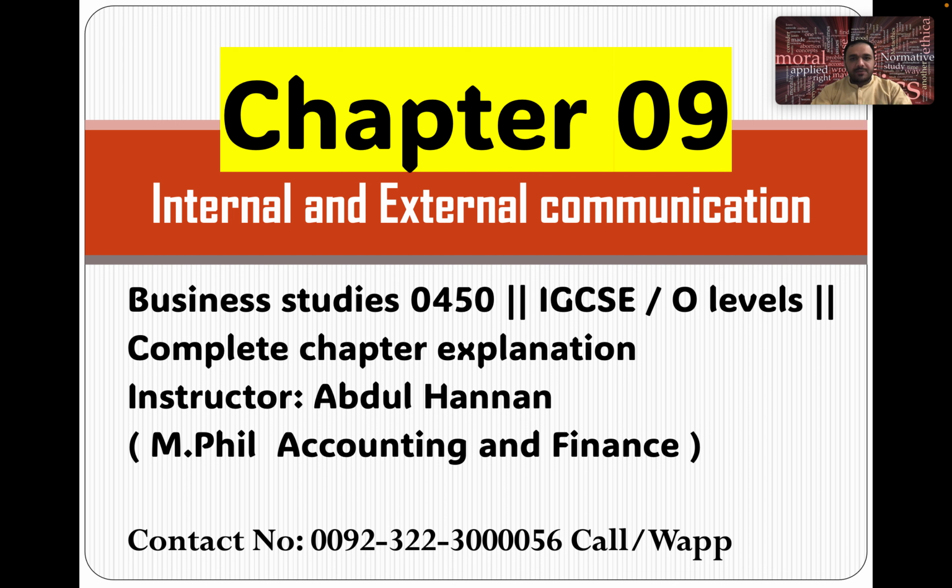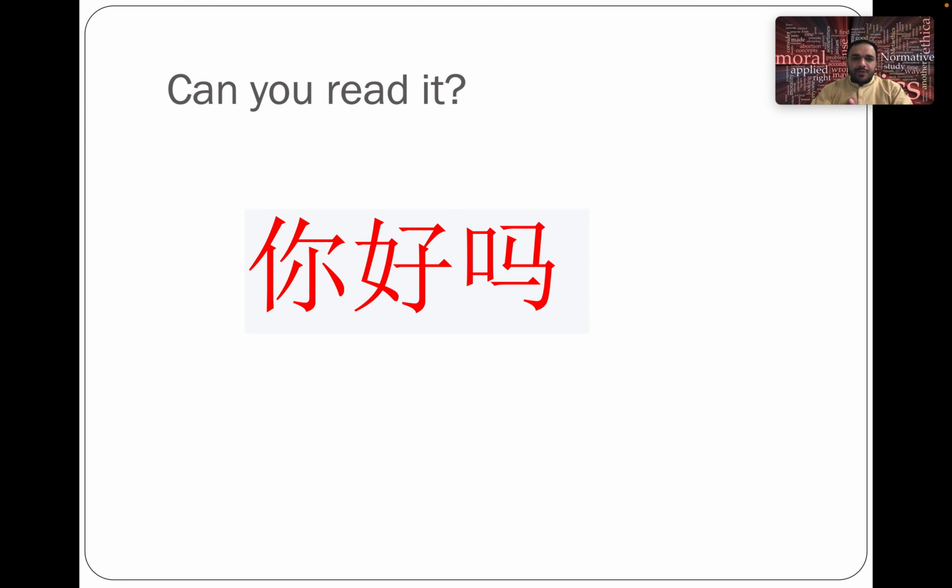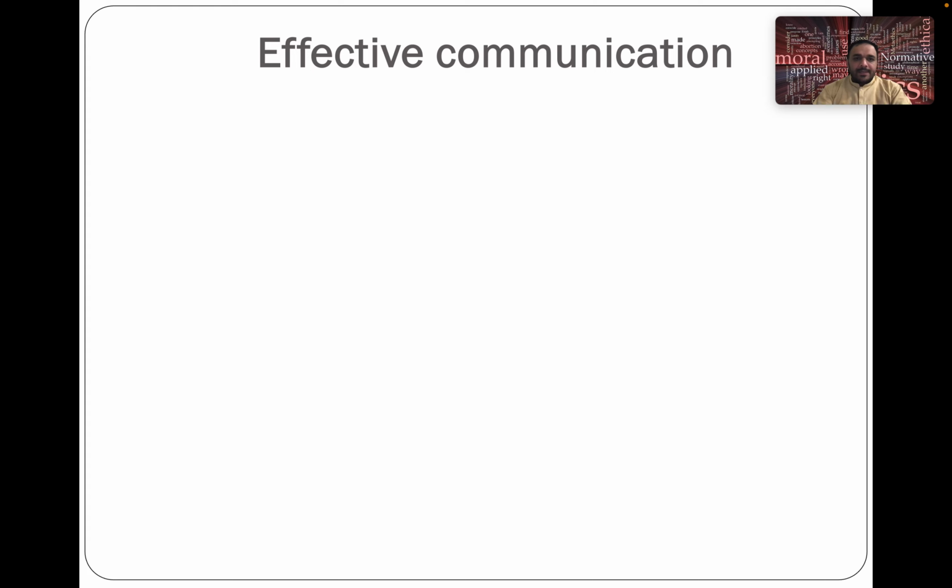Okay, so let's start. Chapter number 9 is about internal and external communication of the organization. Okay, for example, can you read it? Hopefully some of the people, those who are living in China, maybe they can read it, but I cannot read it because it is not a proper communication. So in order to make an effective communication, you need to use a proper language.